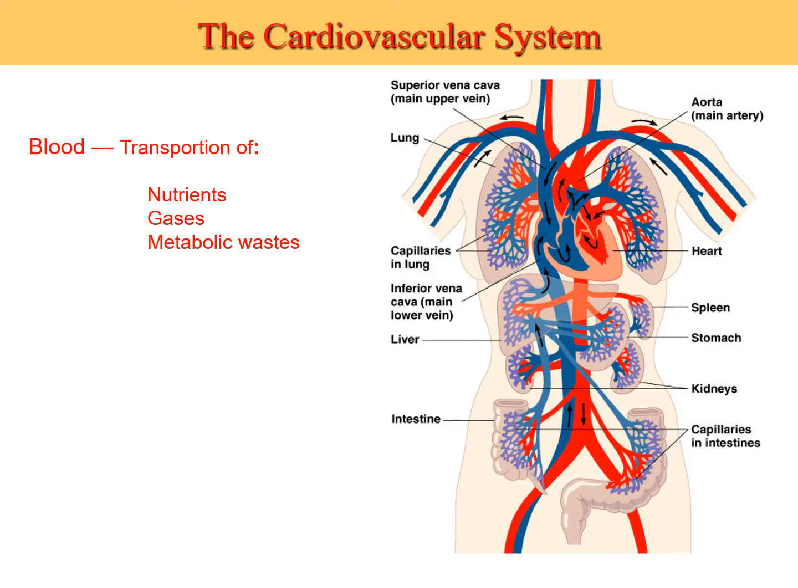Just to remind you, the cardiovascular system is a method for distributing nutrients, gases, metabolic waste throughout the body, and a few other things like hormones and electrolytes. There's an arterial side and a venous side to the circulation. There are two major circulations, the systemic and the pulmonary, and the heart is acting as a pump in between.